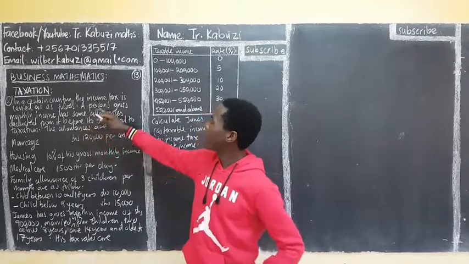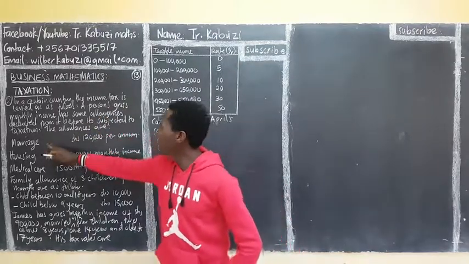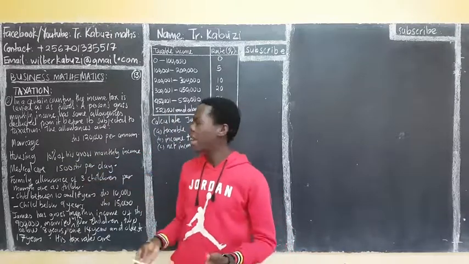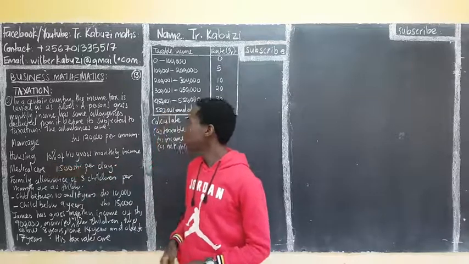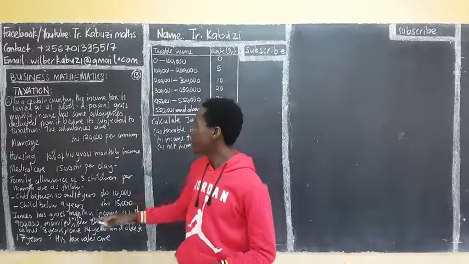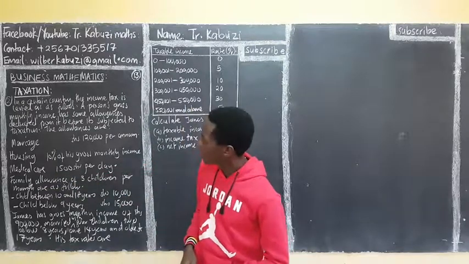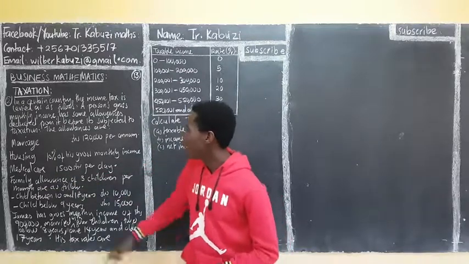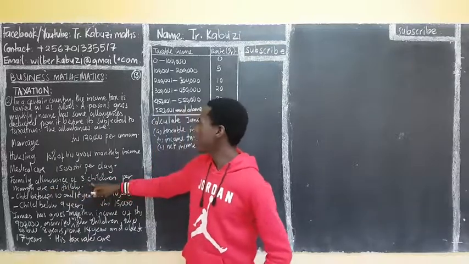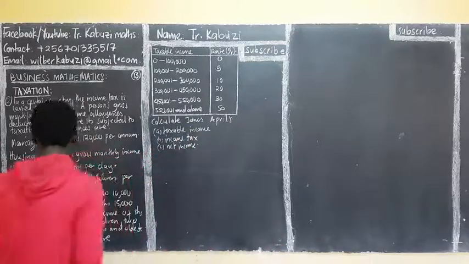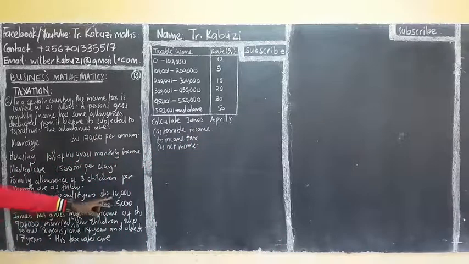So in a certain country, the income tax rate is listed as below. Marriage allowance, 120,000 shillings per annum, which means per year. Then housing, 10% of his gross monthly income. Then Medicare, 1,500 shillings per day. Then family allowance of 3 children per month is as follows. A child between 10 to 18 is given 10,000. A child below 9 is given 15,000.